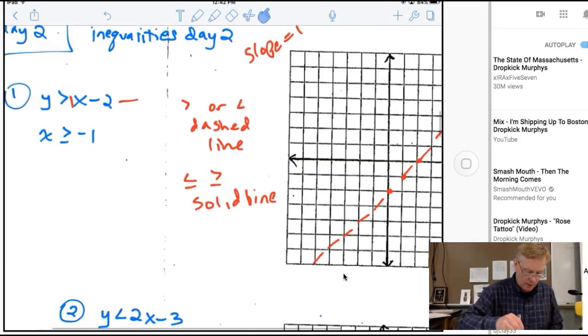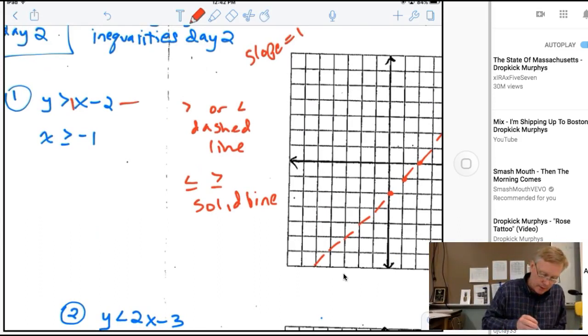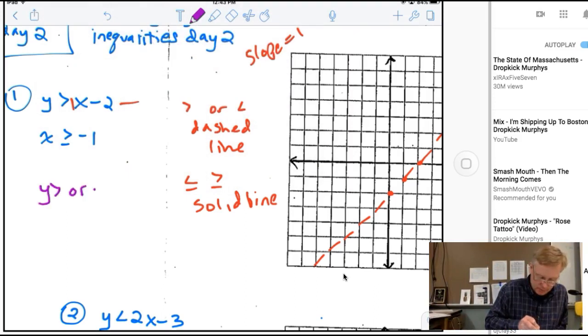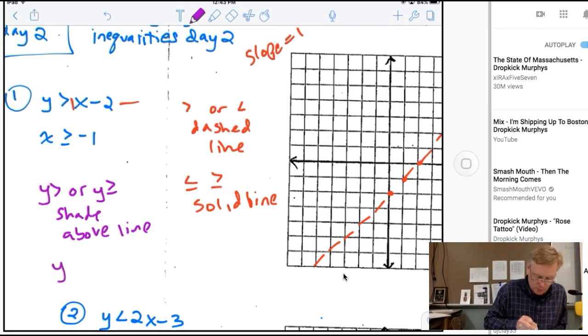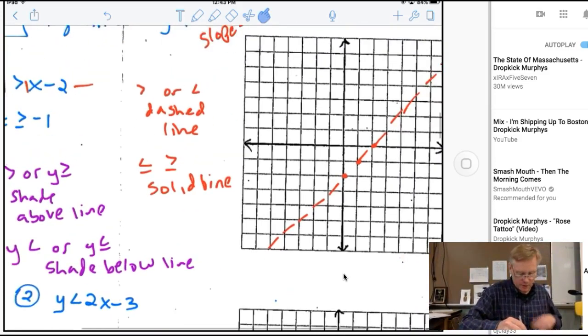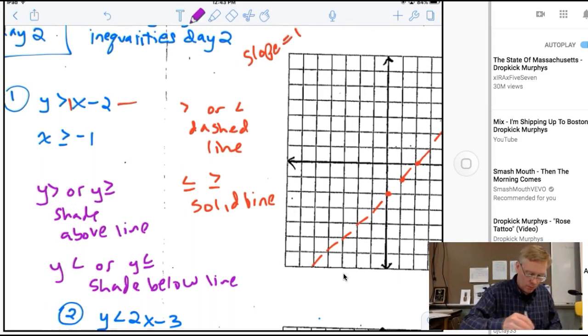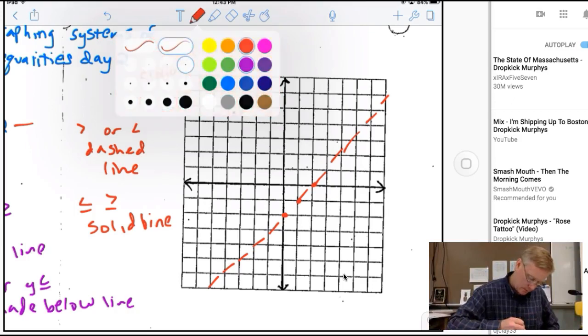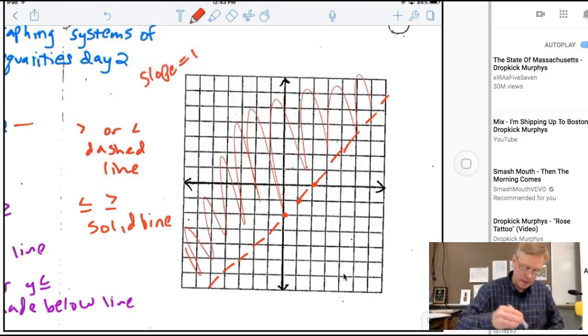Okay. Now, question is, am I going to shade above the line or below the line? Well, since it's y is greater than or greater than or equal to, you shade above the line. If it was the other way, if it was y is less than or y is less than or equal to, you would shade below the line. And if it's a steep line, you're looking at where it crosses the y-axis. So this is y is greater than, which means I'm going to shade above the line, because that's where the numbers that are greater than are on the y-axis. So that whole side of that line is shaded.